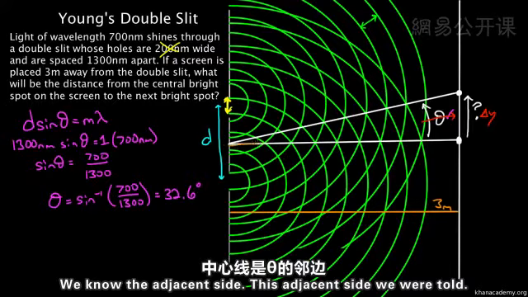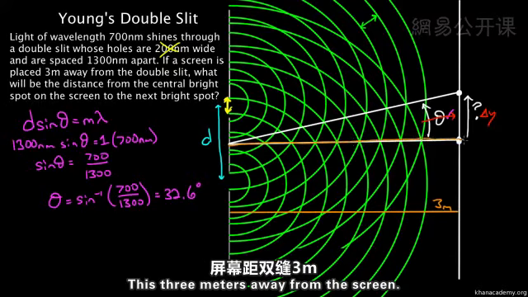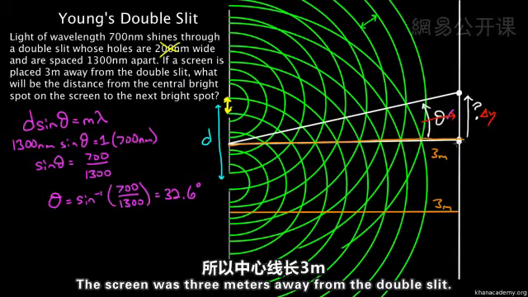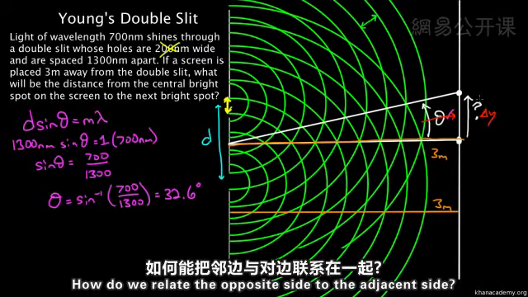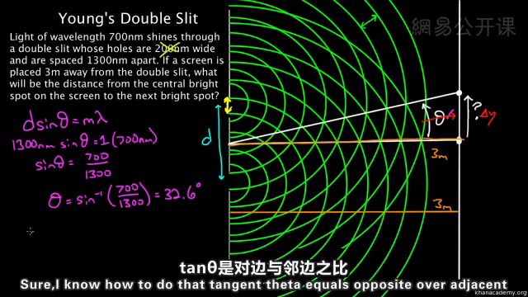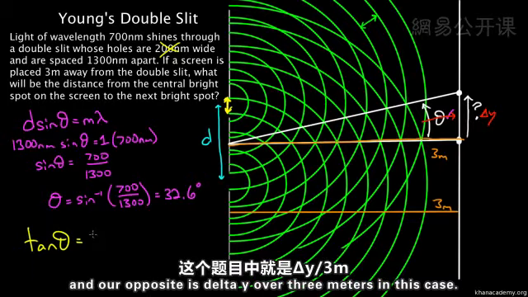This adjacent side, we were told, was 3 meters away from the screen. The screen was 3 meters away from the double slit. And how do we relate the opposite side to the adjacent side? Shoot, I know how to do that. Tangent theta equals opposite over adjacent. And our opposite is delta y over 3 meters in this case.